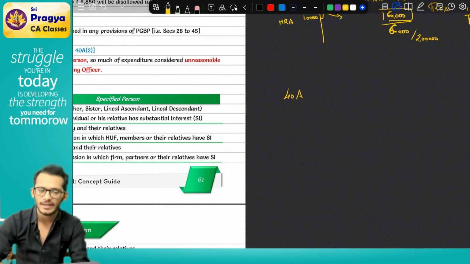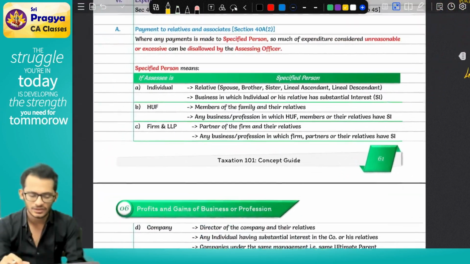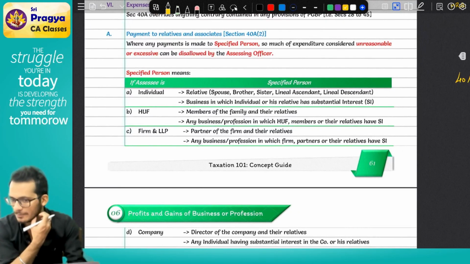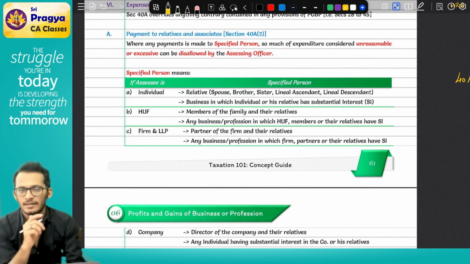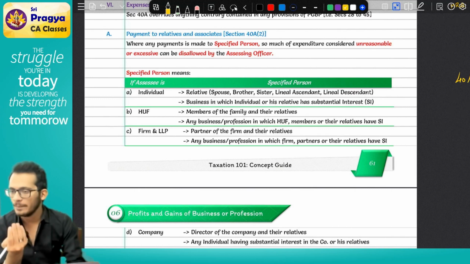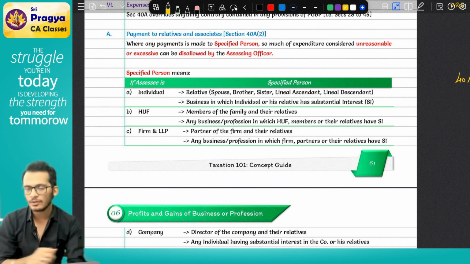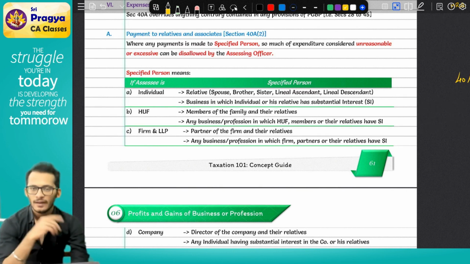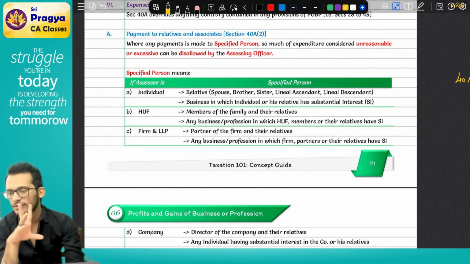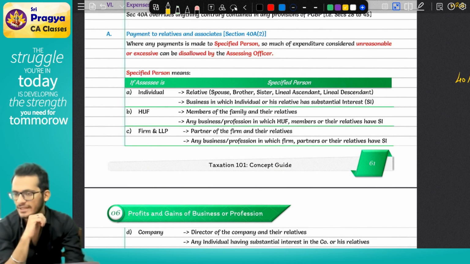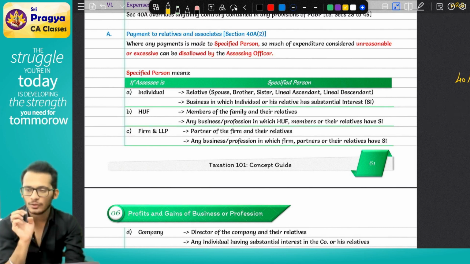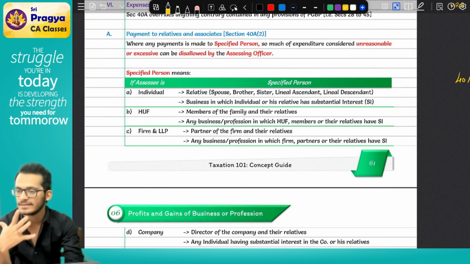Now, what is 40A, Rahul? Starting with the first section, called payment made to specified persons. Income tax says that if you are going to make a payment to someone who is related to you, the likelihood that you will cheat the government is highly possible. You will try to erode my taxes. And therefore these people have to be extremely careful.